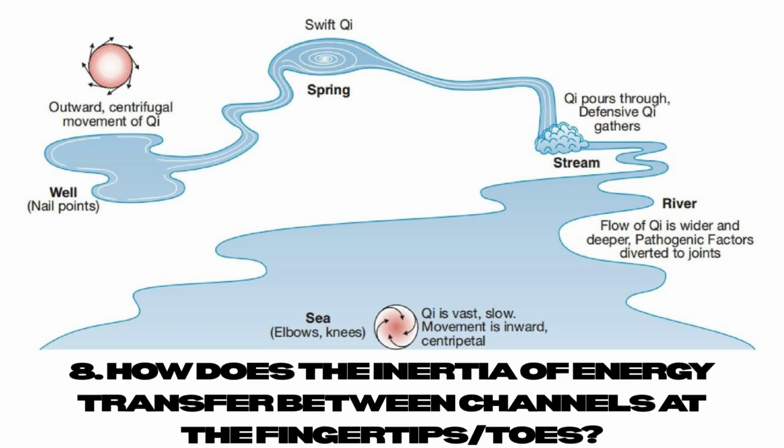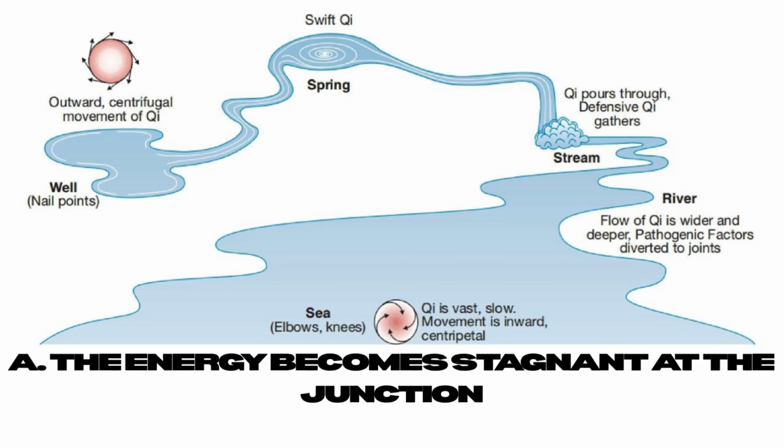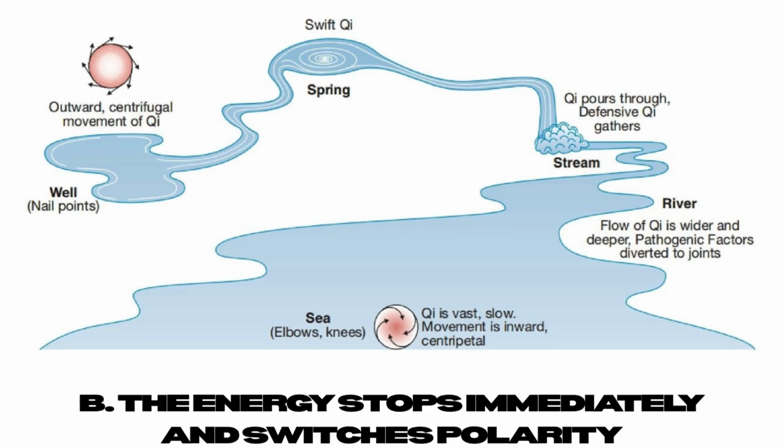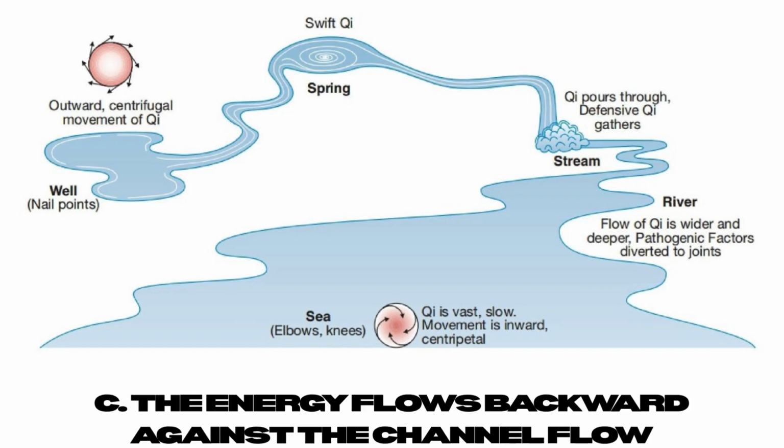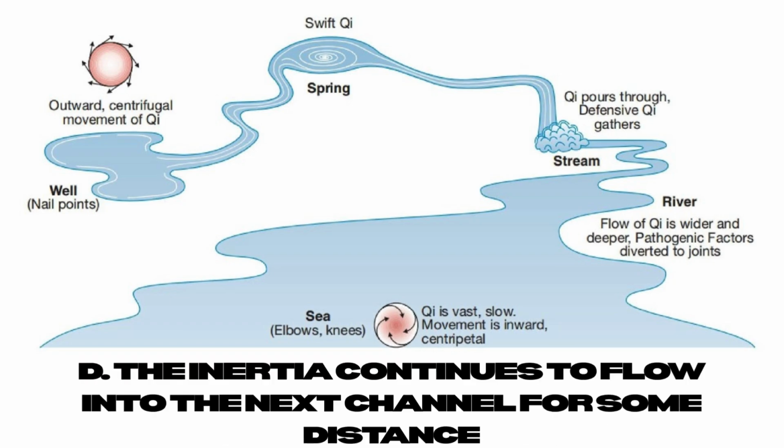Question 8. How does the inertia of energy transfer between channels at the fingertips, toes? A. The energy becomes stagnant at the junction. B. The energy stops immediately and switches polarity. C. The energy flows backward against the channel flow. D. The inertia continues to flow into the next channel for some distance.